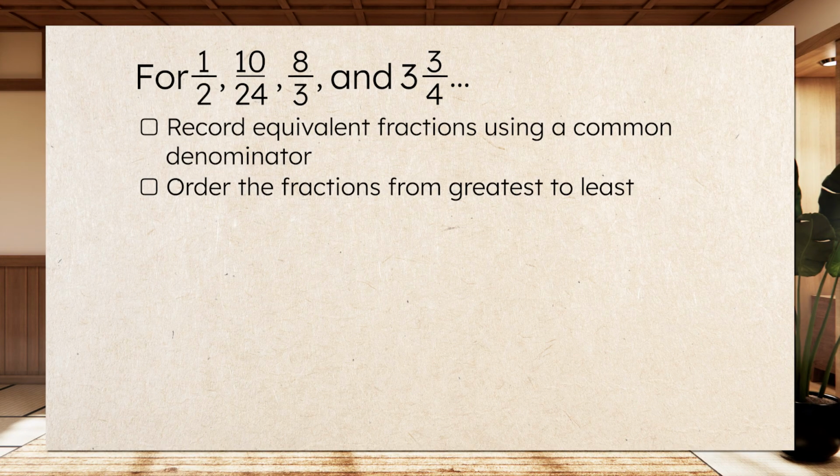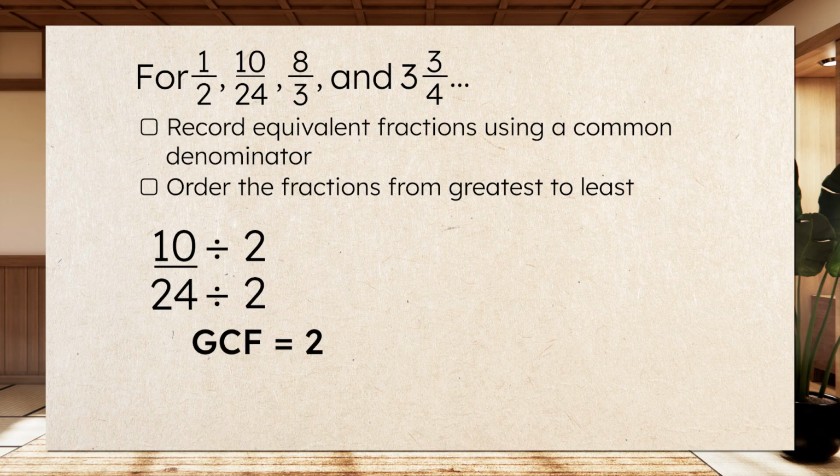The first step is to simplify. The only fraction that can be reduced is 10/24. The greatest common factor of 10 and 24 is 2. So when we divide both by 2, it becomes 5/12. The others are already in the lowest terms.